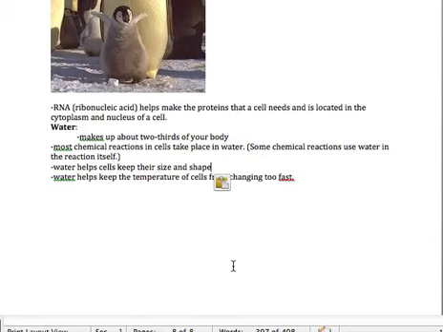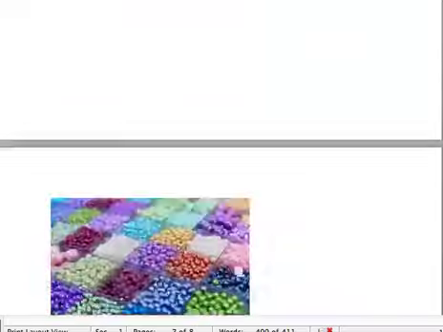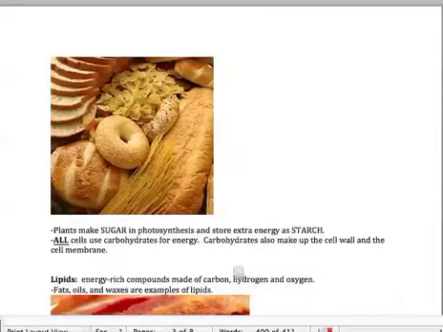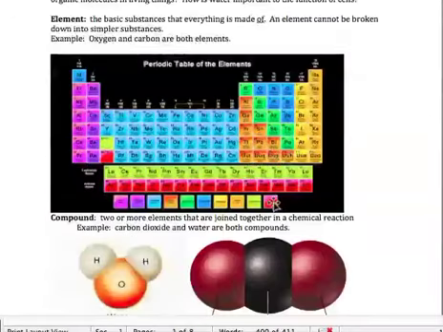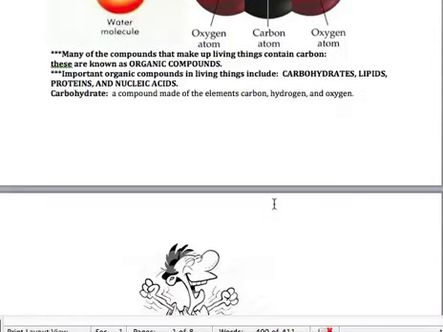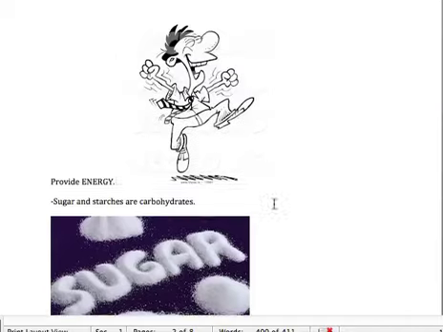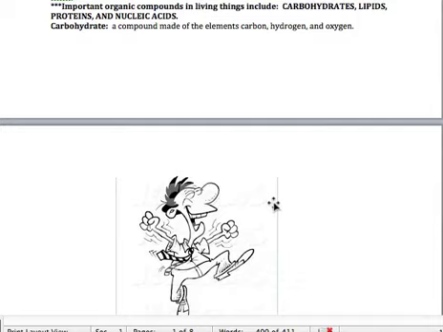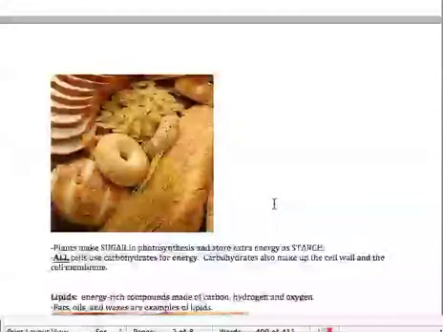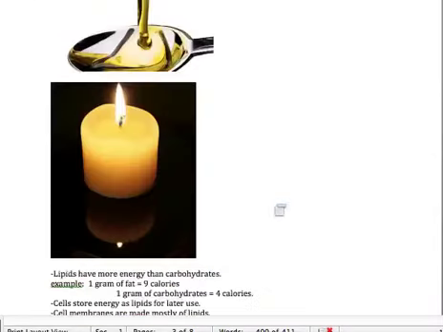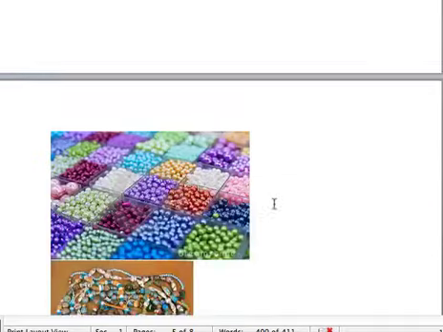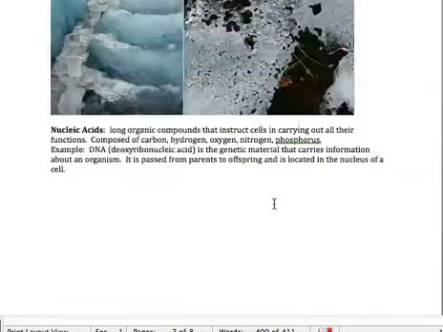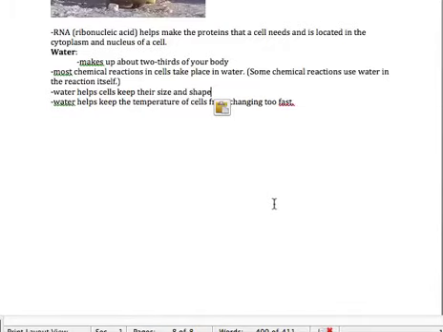So that concludes our notes for today. We have gone over all of our essential questions. We've talked about the difference between an element and a compound. A compound is made of elements. We've talked about the important organic compounds that are in living things: carbohydrates, proteins, lipids, and nucleic acids. And then we talked about the role that water plays in helping cells carry out their functions. And that concludes today's notes.